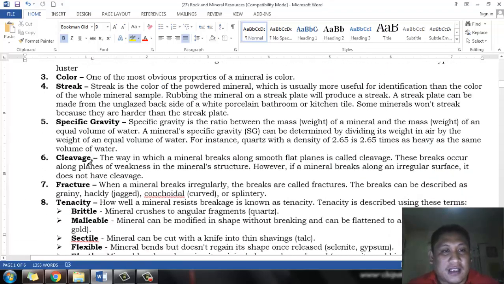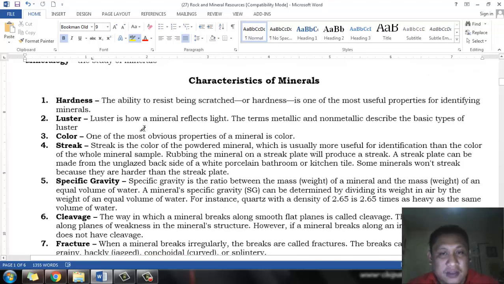So try to again look at your handout, but you can also see our screen over here, and you can find the different characteristics of minerals as well. So the first characteristic of mineral is hardness. Hardness in the definition is the ability to resist being scratched. It can't be easily scratched. So that's what we call hardness.